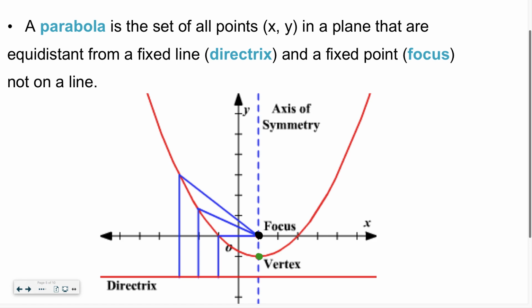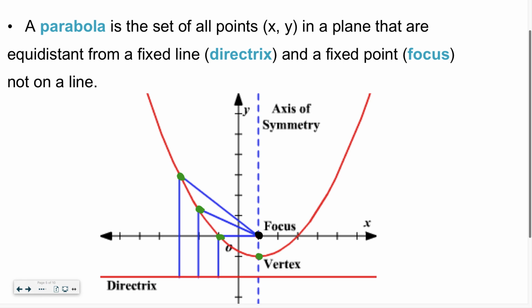And every single point that we pick out on the parabola has the same distance from the focus as it does to the directrix. Every point is the same distance to the focus as it is to the directrix. Okay? So no matter what point we pick along this red parabola, if we measure the distance to the focus, it'll be the same as when we measure the distance to the directrix.